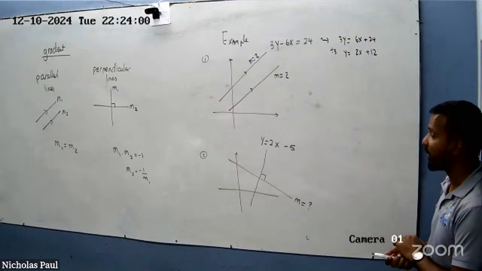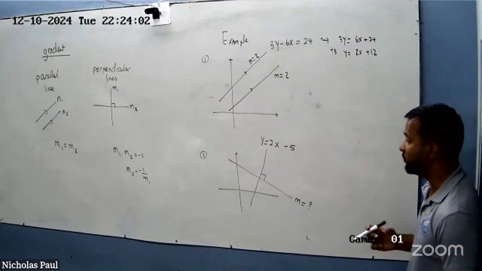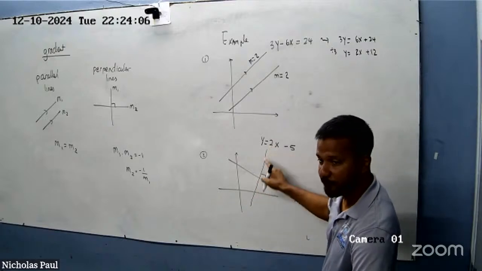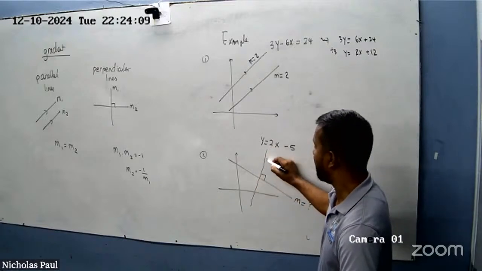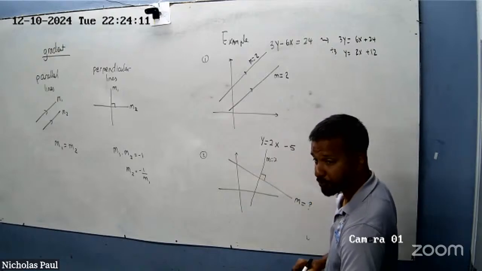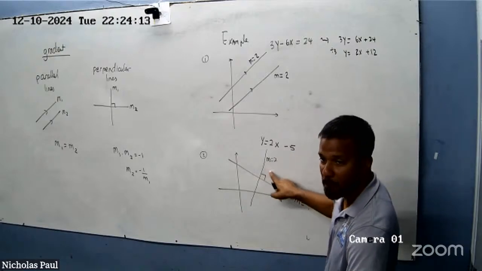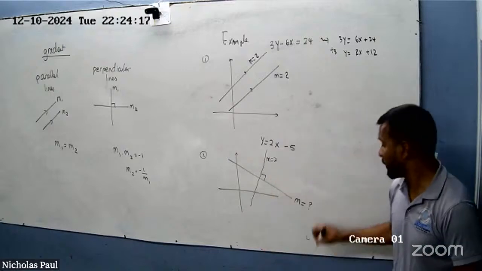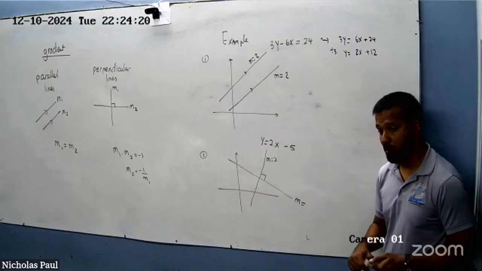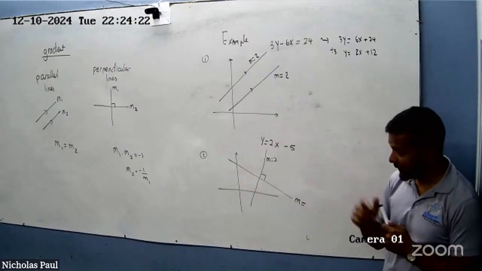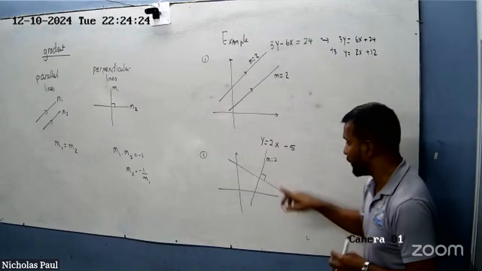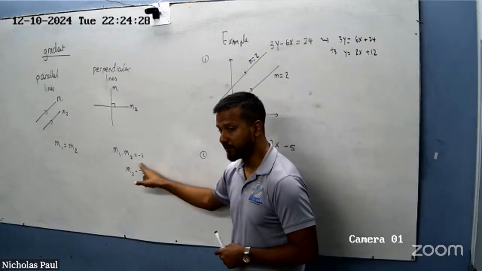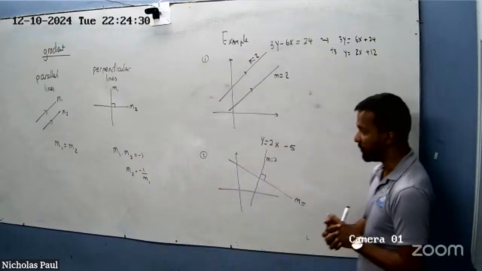Nathan. Yeah, Nathan, so first thing, what is the gradient of this line here? 2. So the gradient of this line is 2. These two lines are perpendicular. Nice. How are we getting this? Look at that little thing I gave you there. The gradient here is 2. Use this, what I will give you. You can do it in your head.